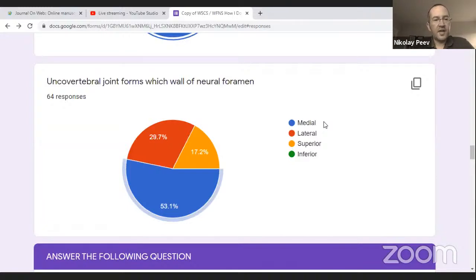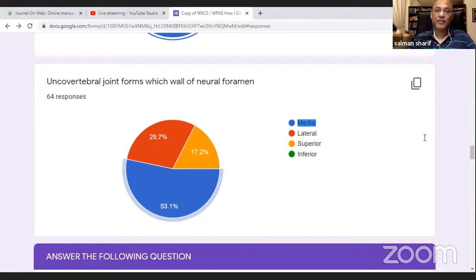Uncovertebral joints form which wall of the neuroforamen? Medial. That's right, okay.